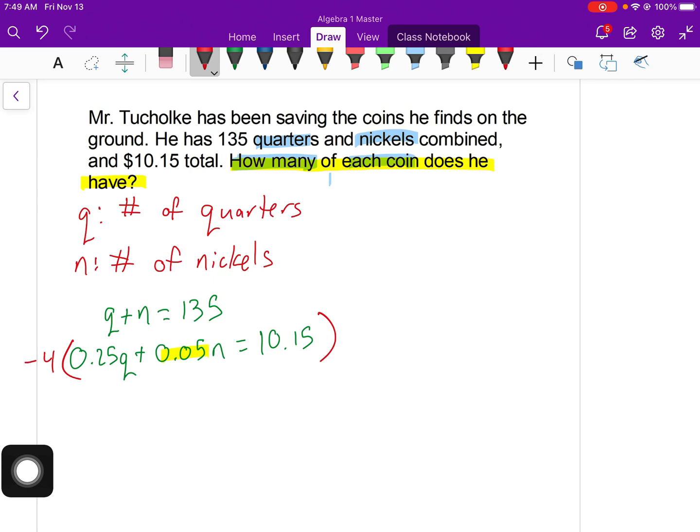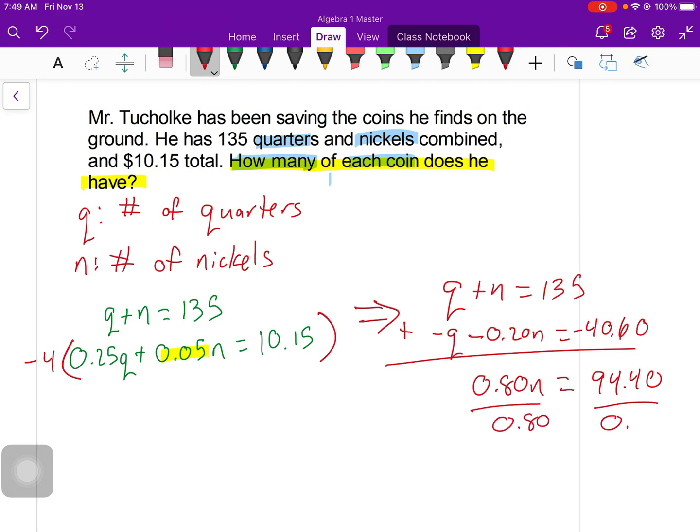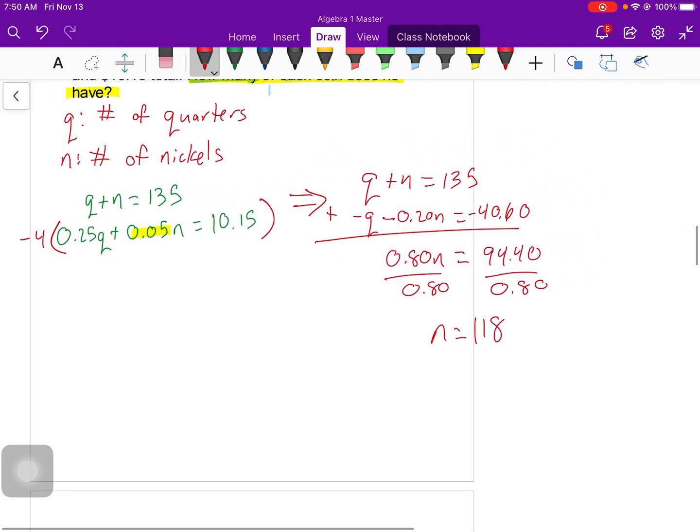I'm going to multiply this bottom one by -4. I chose -4 specifically to get rid of Q, because 4 times 0.25 is 1, so negative 4 times 0.25 is going to be a negative Q, minus 0.20N equals negative 40.60. So now I can add these things up. Q's are gone. I have 0.80N equals 94.40. Divide both sides by 0.80. I get that N is equal to 118.